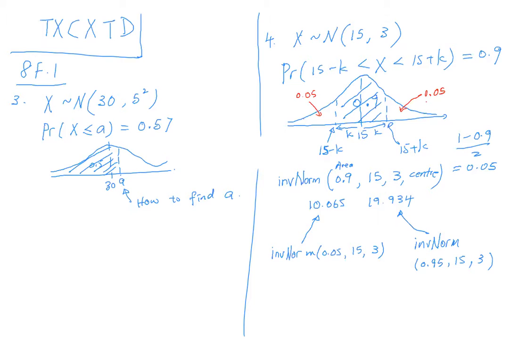So that means you can make use of this: 15 minus K is equal to 10.065. So therefore, K equals 15 minus 10.065. So you get 4.635. So I will give you full mark. To solve all these types of questions, it's best to draw out the bell.